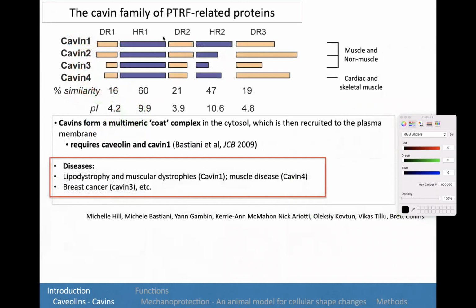So a little bit about the cavins. The cavins are very charged. They have these helical regions, which are very basic. And then they have these disordered regions, which are very acidic. There are 3 cavins in muscle and non-muscle cells, so ubiquitously expressed, whereas one of them, cavin 4, is specific for muscle. And these proteins form a coat complex in the cytosol. It's then recruited to the plasma membrane, and that recruitment process requires caveolin 1, caveolin 3, and cavin 1. And again, various diseases are associated with mutations or loss of the cavin proteins.